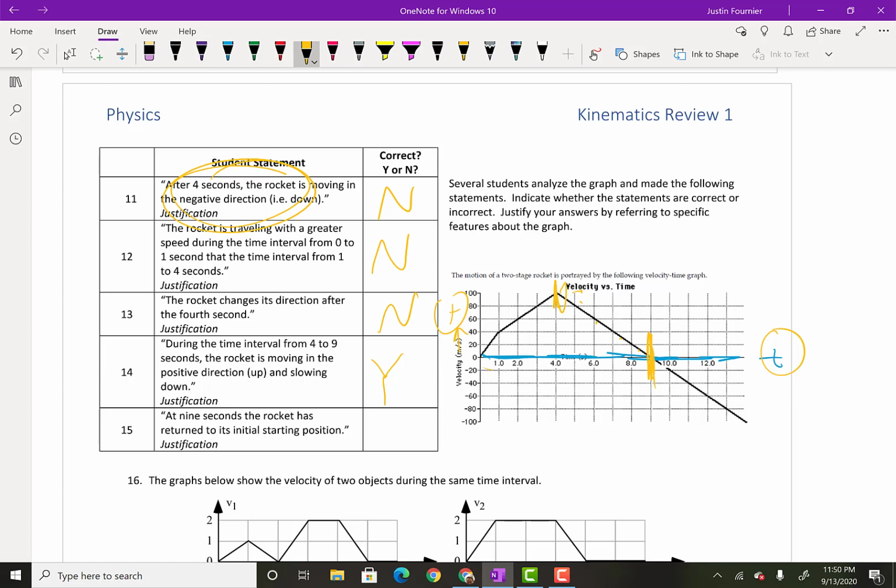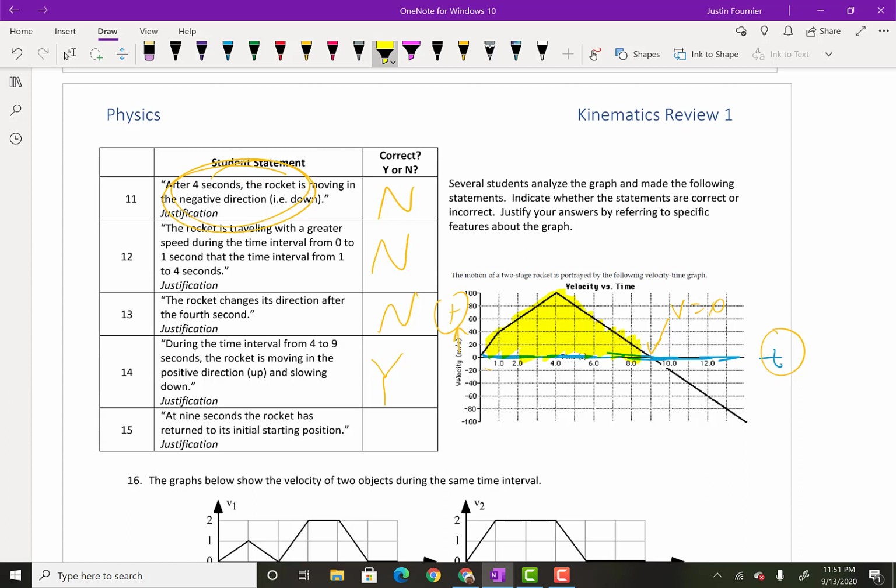All right, last one here. In 9 seconds, the rocket has returned to its initial starting position. So at 9 seconds, it's here, and that means the velocity at this point is 0. So the velocity at 9 seconds is 0, but is it back at its initial position? Not at all, right? Because this is a velocity versus time graph, and the displacement is the area under a velocity time graph, and we got a bunch of positive displacement here. So this whole time, the object's been moving in the positive direction. No, it is not. Not even close.